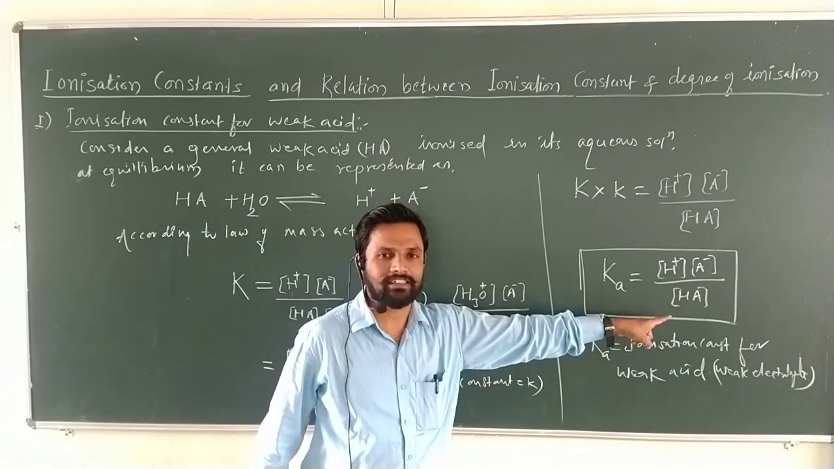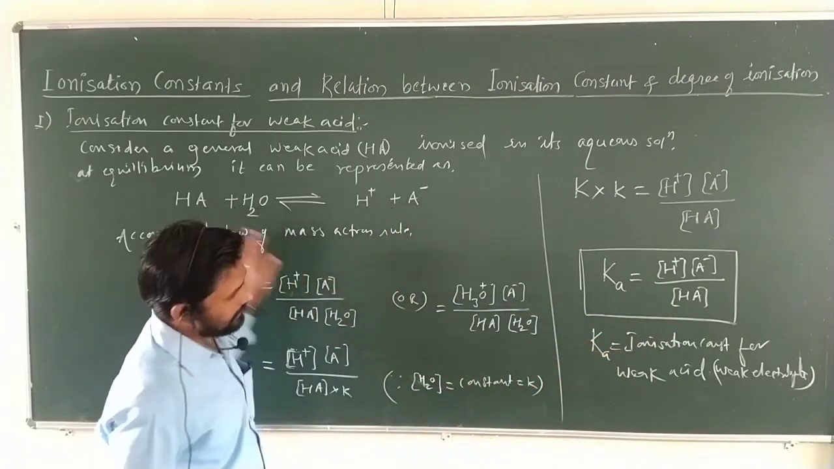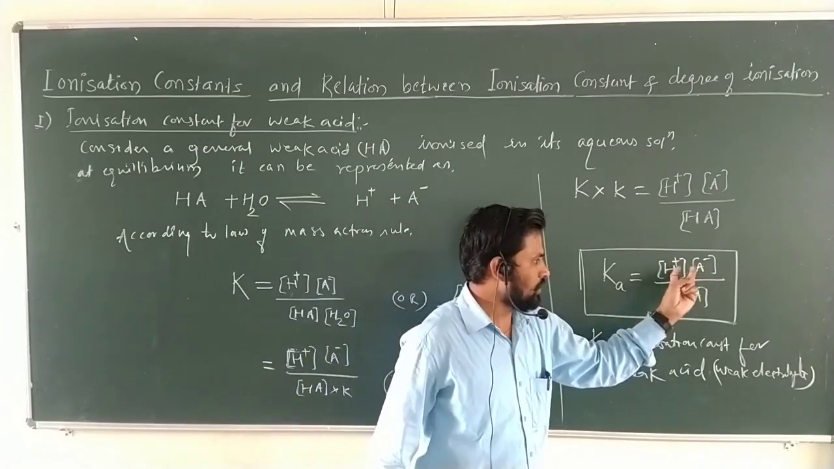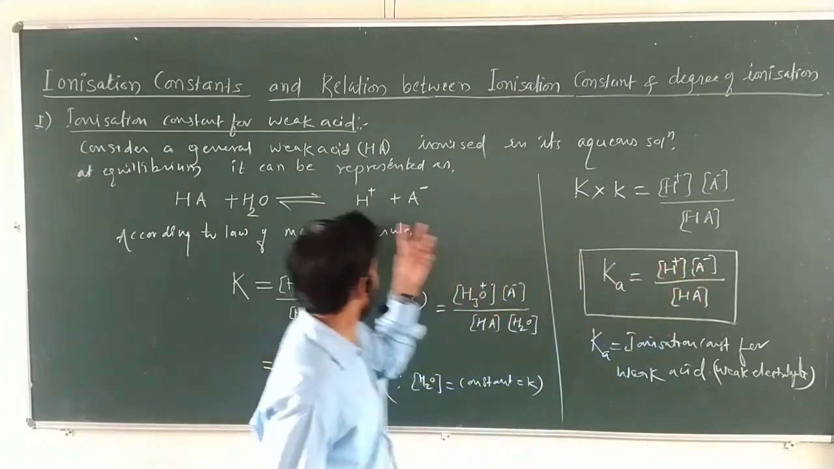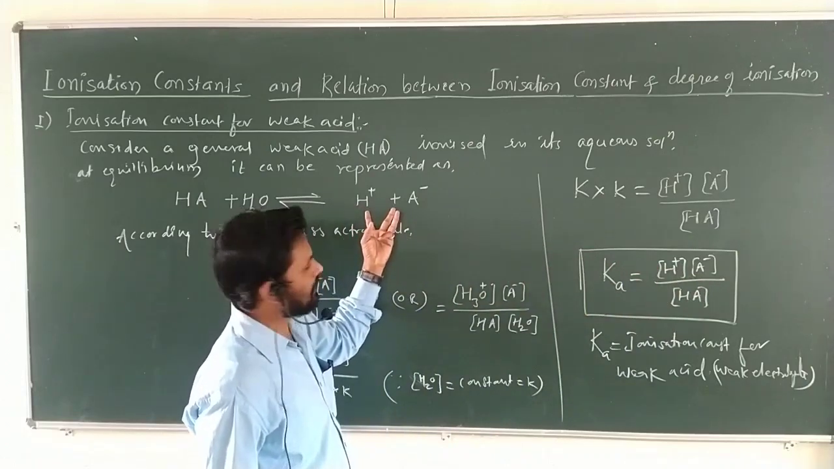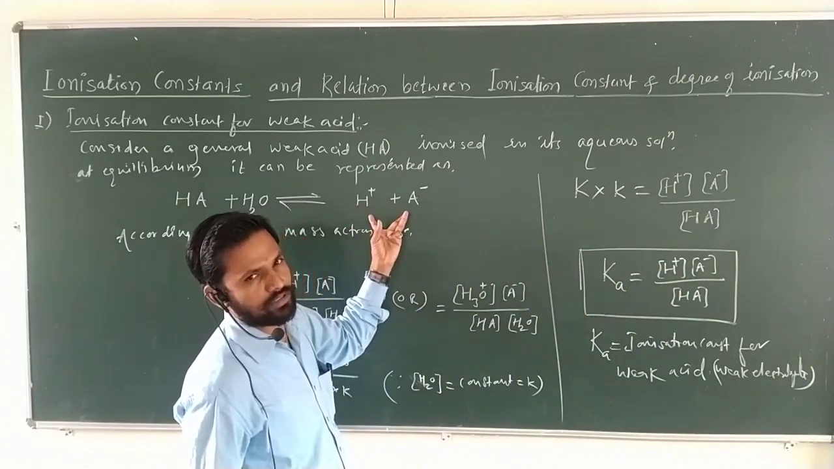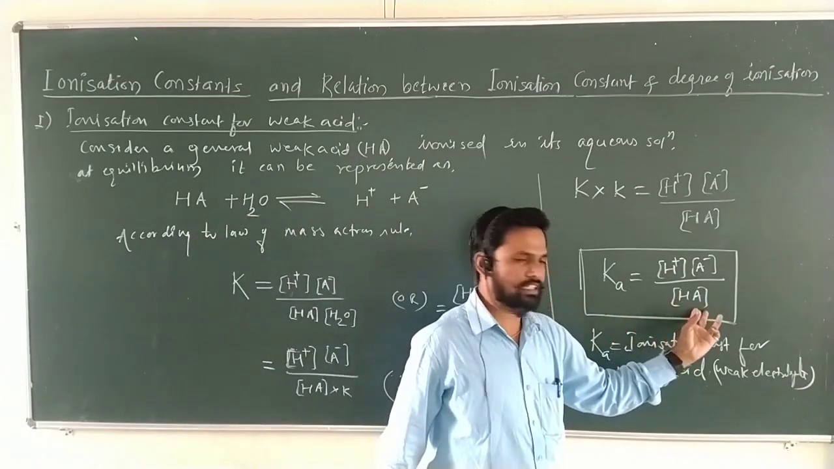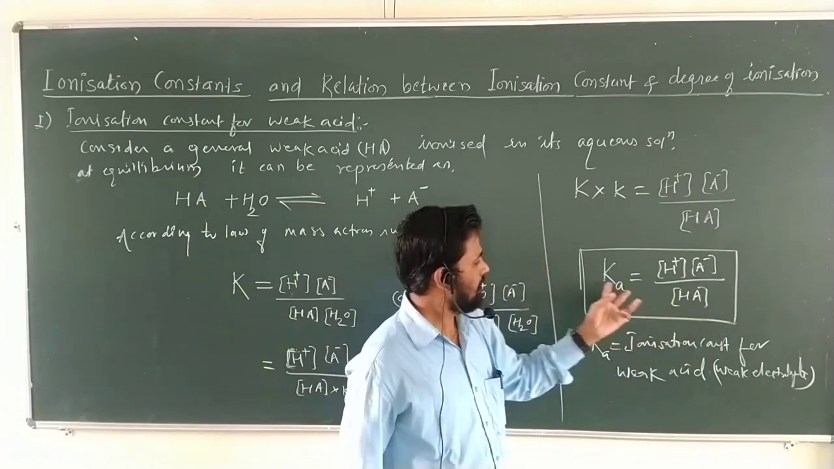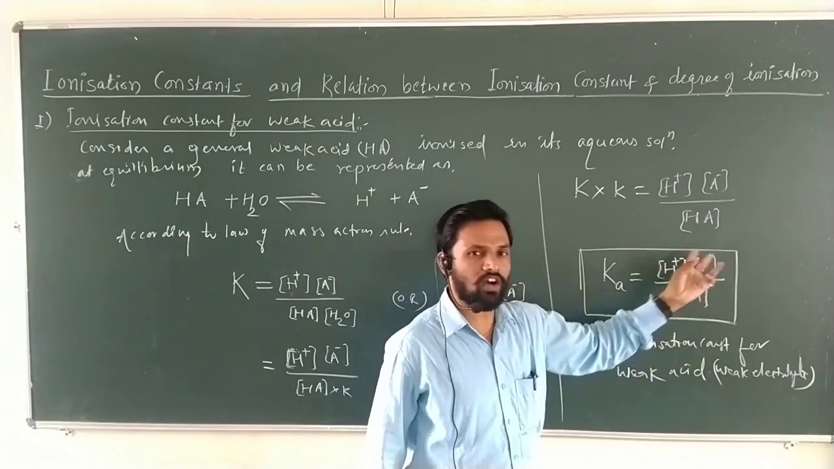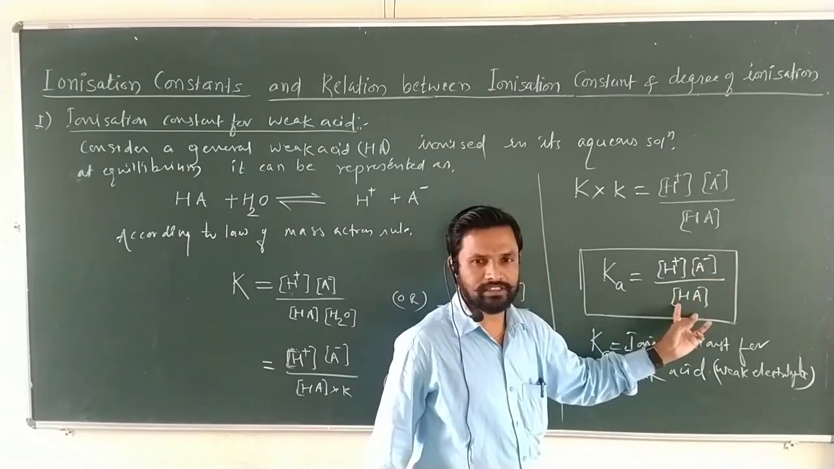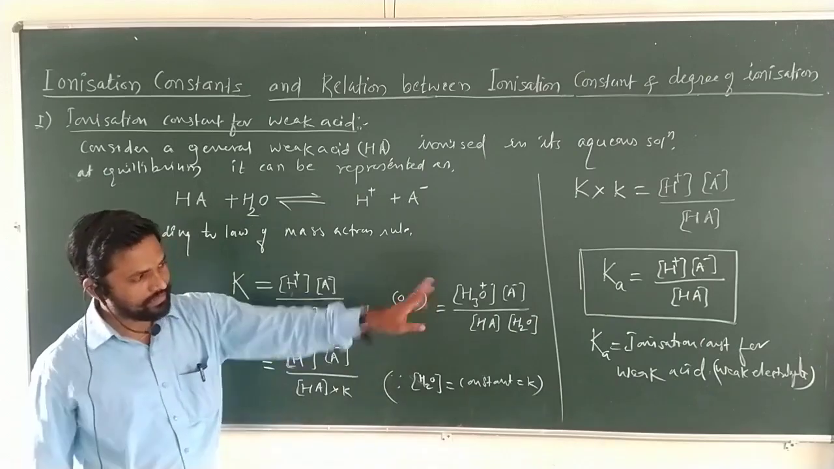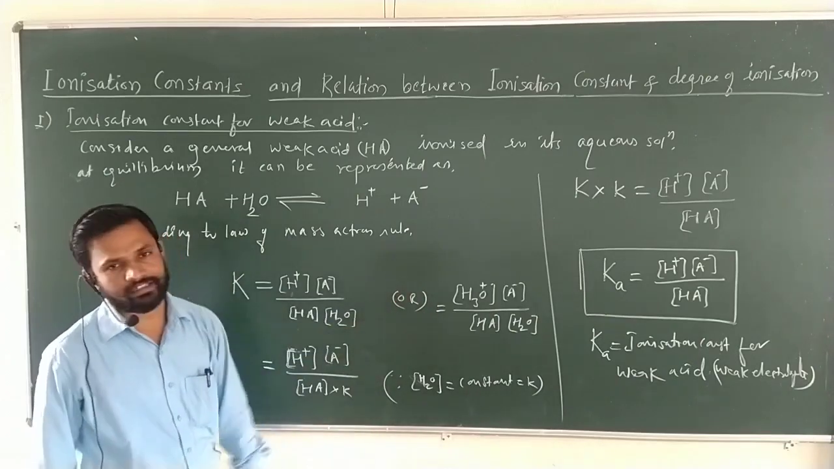Unionized weak acid means what? Here Ka, the ionization constant of a weak acid, is nothing but the product of both ionized molecules, the multiplication of both the products. Simply it's a product: the multiplication of the molar concentration of the products divided by the molar concentration of the reactant, or we can say, the multiplication of the molar concentration of ions divided by the molar concentration of the unionized weak electrolyte. This is the Ka.